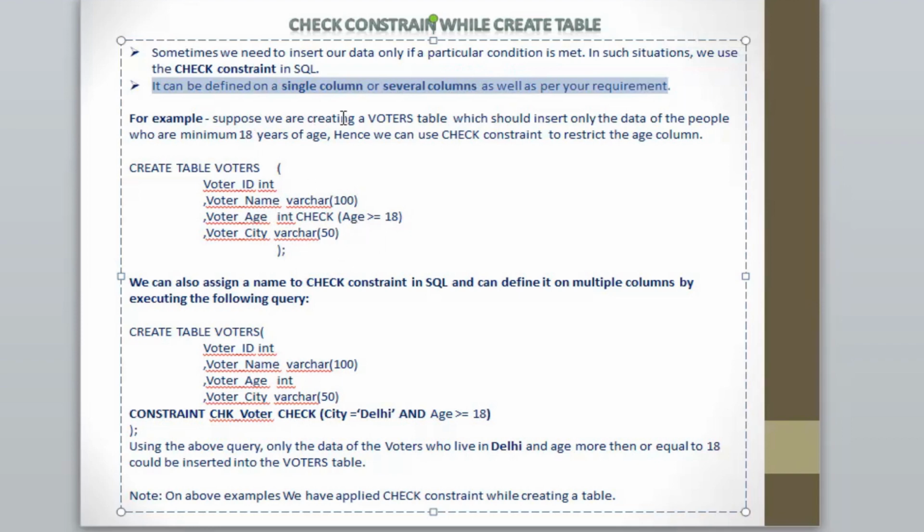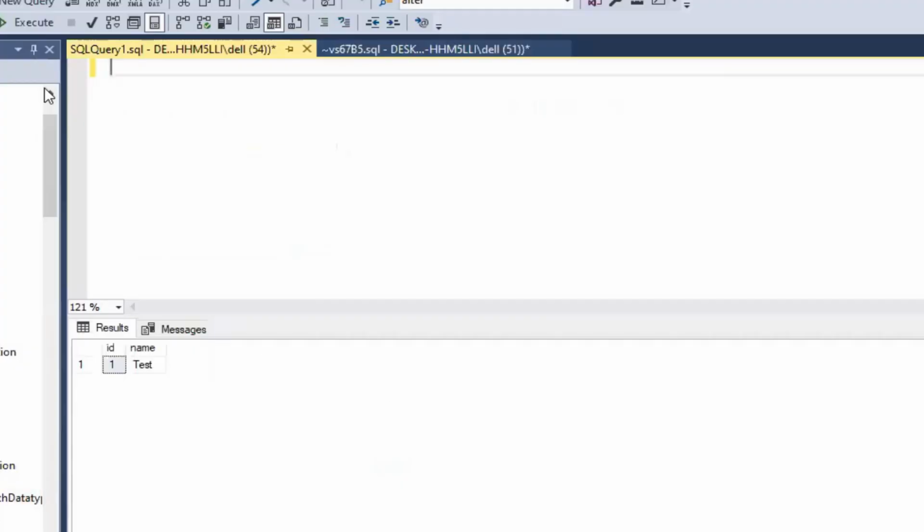For example, we are creating a voters table. Already we discussed this. Okay, 18 years should be the minimum, so we'll go with that query. And we can also assign a name to the check constraint and define it on multiple columns by executing the following query. So multiple constraints we can write like this, okay? So let's go create a voter table.